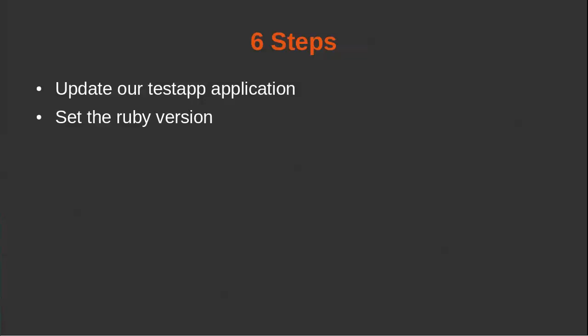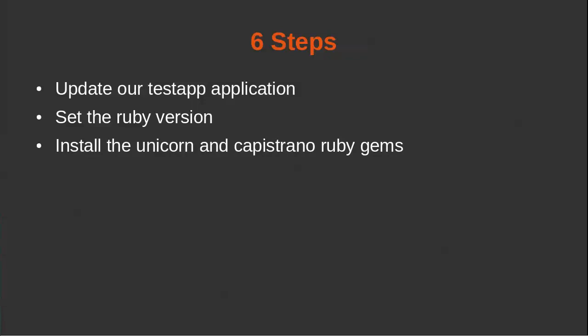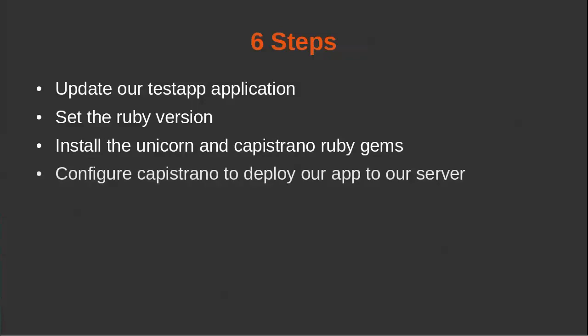In this part, we're going to cover 6 steps. First, we want to update our test app application to make it just a bit more interesting and so that we can test certain features when we deploy to production. We want to be sure to set the Ruby version in the application itself. We want to install the Unicorn and Capistrano Ruby gems, as well as configure Capistrano to be able to deploy to our server. We want to configure Unicorn in our application. And lastly, we want to deploy.